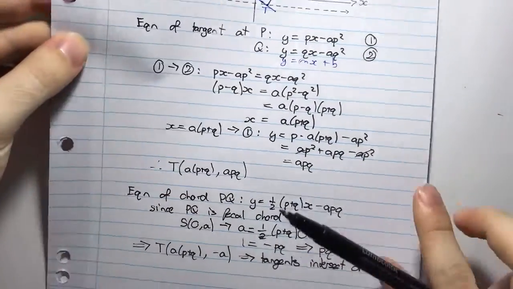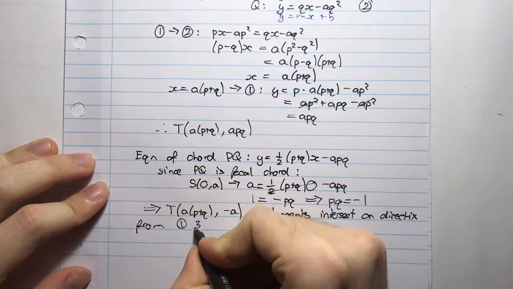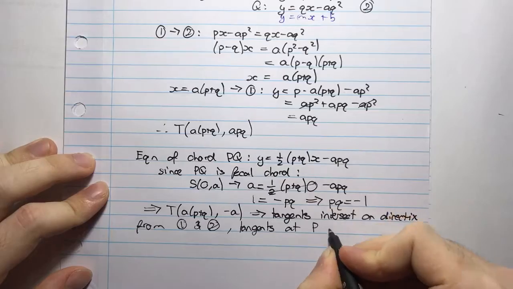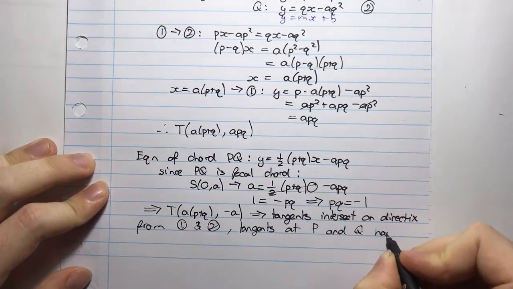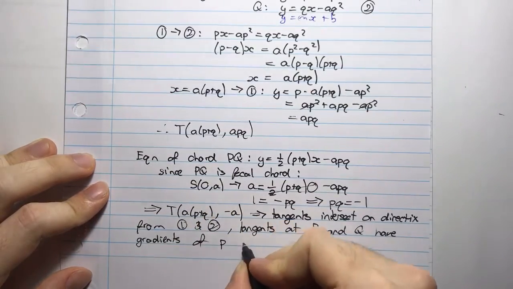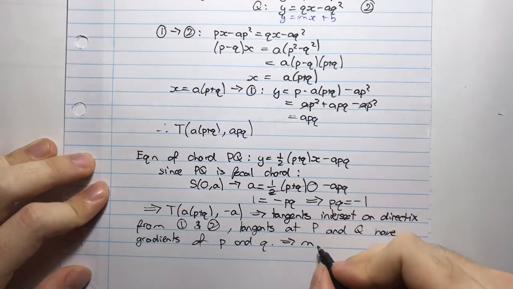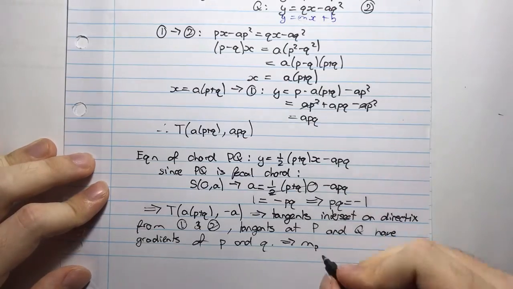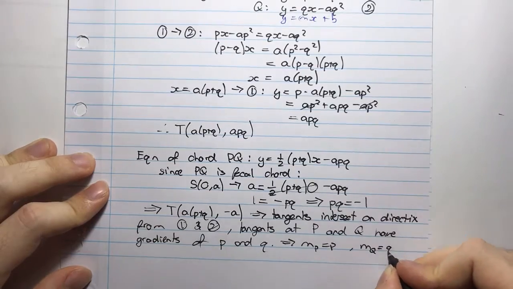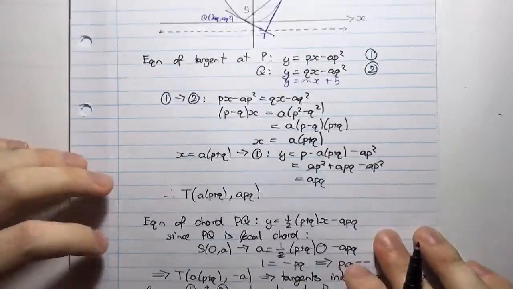So I can say that from 1 and 2, the tangents at P and Q have gradients of little p and little q respectively. So that means that the gradient of the tangent at P equals p, and the gradient of the tangent at Q equals little q. Now I see what the question's given me. I need to prove that these are right angles.